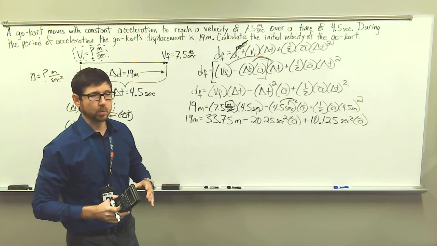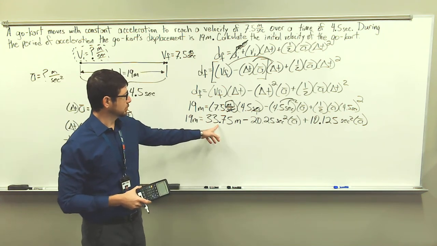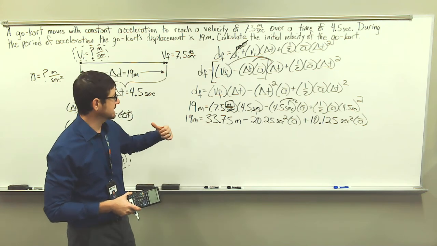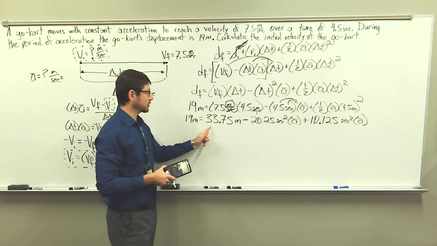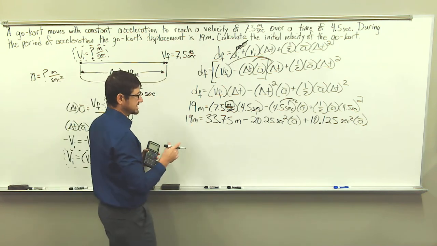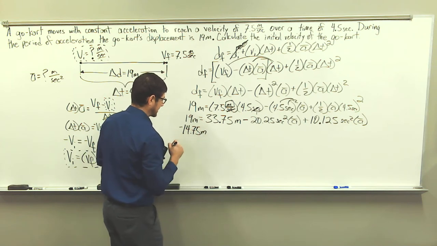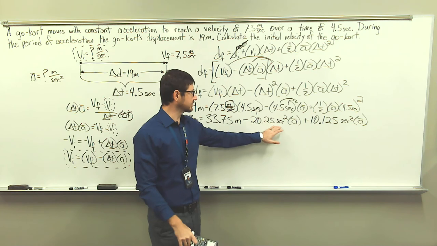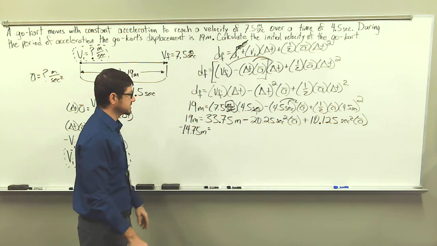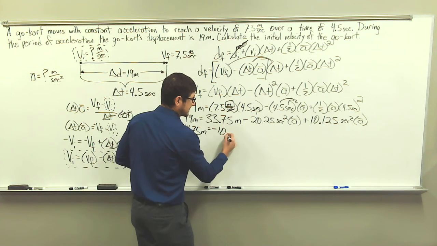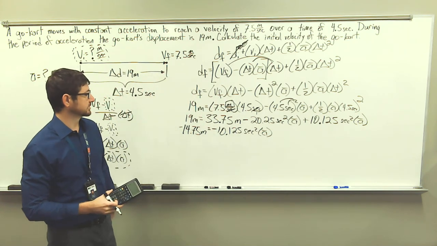Okay. Now at this point, what we need to do is combine like terms. So we have units of meters here. I want to move the 33.75 meters to the other side of the equal sign. This is a positive value, so we're going to subtract. So 19 meters minus 33.75 meters should give us negative 14.75 meters. This is going to be equal to negative 20.25 seconds squared times A plus 10.125 seconds squared times A. So this is going to give me a negative 10.125 seconds squared times our acceleration, okay?